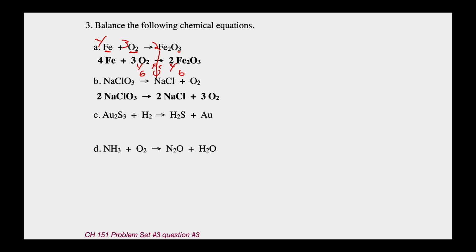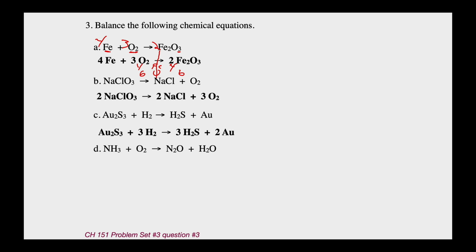It's not a problem at all. The next one, we've got gold 3 sulfide, Au2S3, and it's reacting with hydrogen to make H2S and gold itself. All right, and this is one of the ones you just have to kind of start playing with. The sulfurs definitely scream to me that something has to be done there. So because the gold 3 sulfide, Au2S3, has 3 sulfurs, I would start by putting a 3 in front of the H2S, and you can go from there.